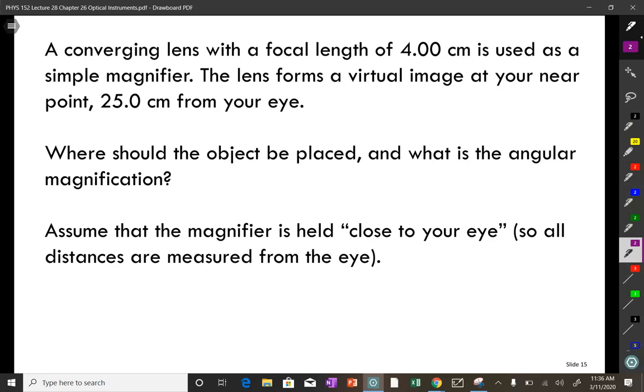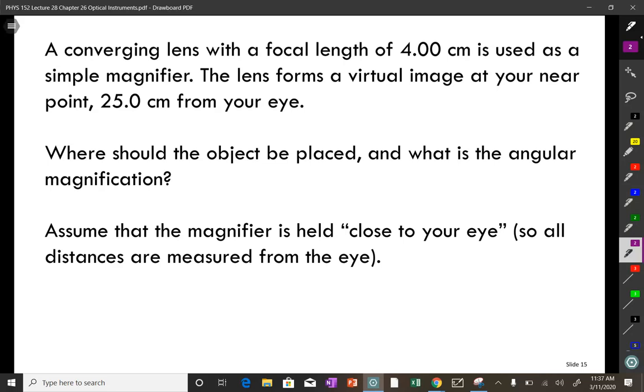Is the near point like 25 centimeters? Yes, assume the near point is 25 centimeters. This is all you have to do for the magnification, correct? In this case, no, because this was not unaccommodated. It's accommodated, yeah. How do you know that? Because the image is not infinitely far away. It's a minus 1? Right.